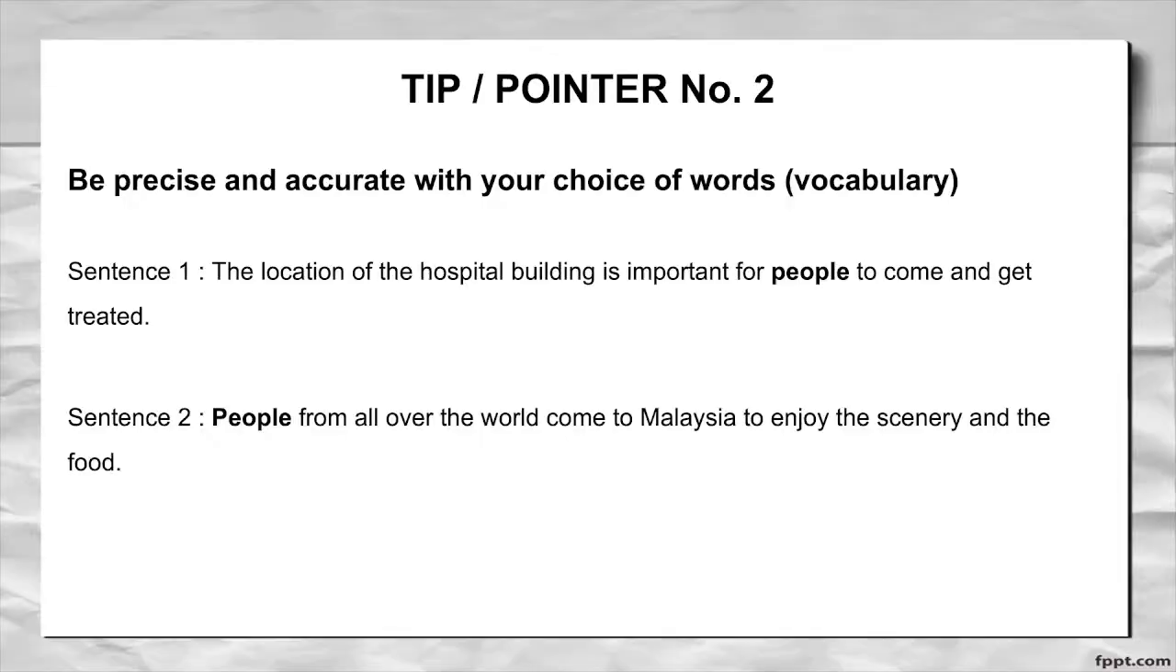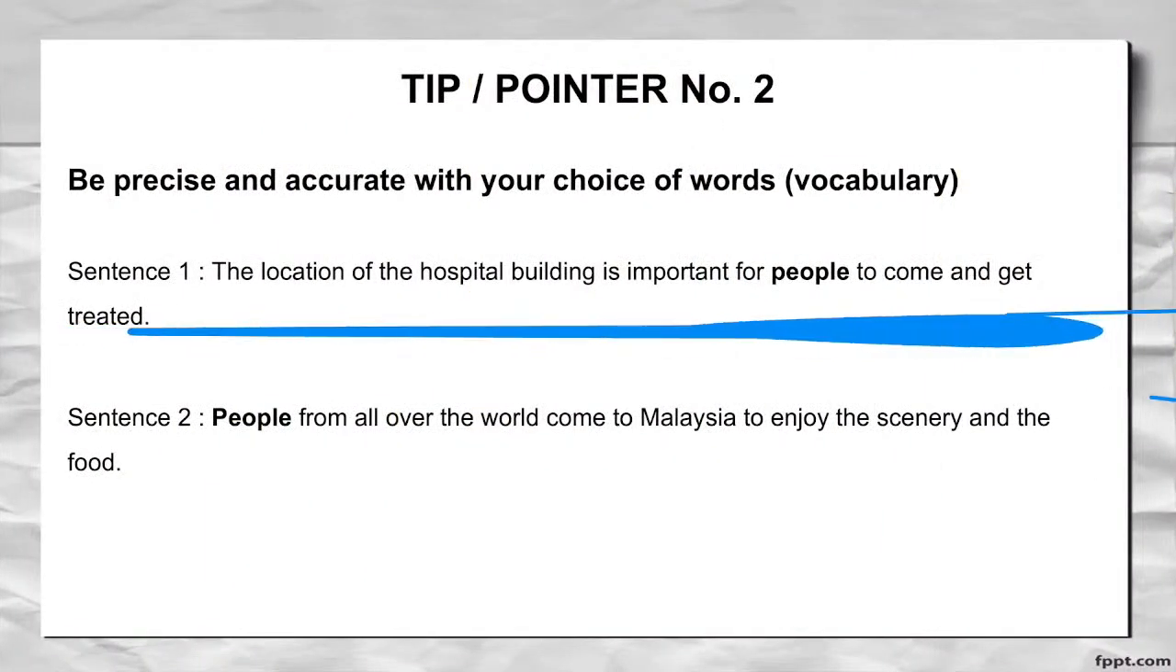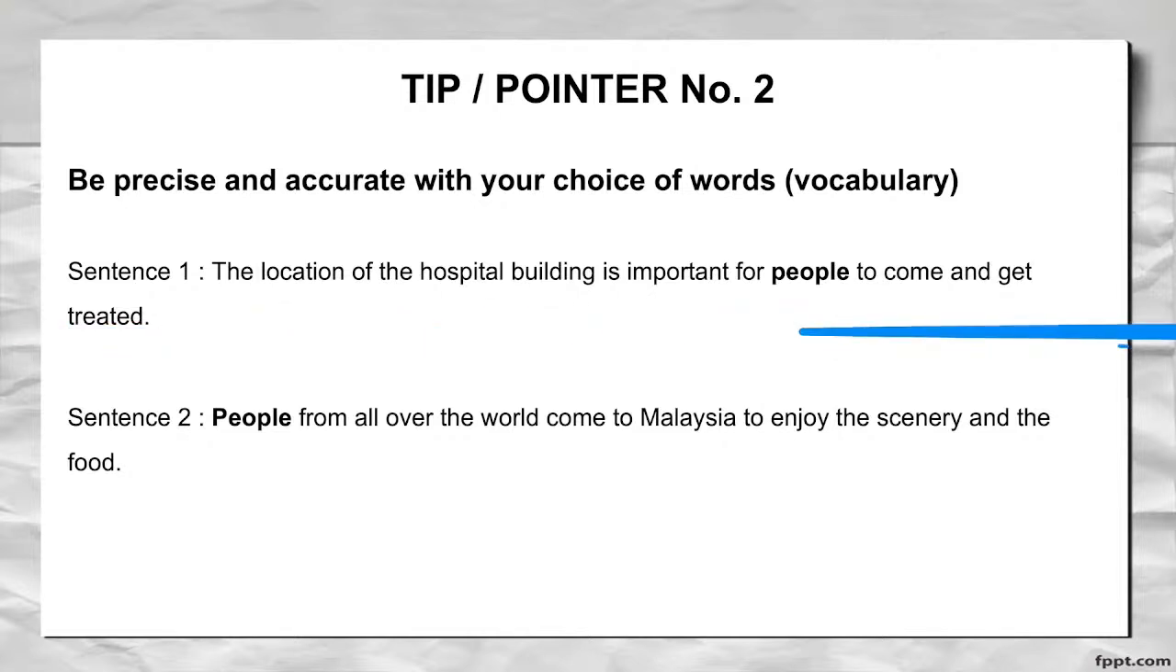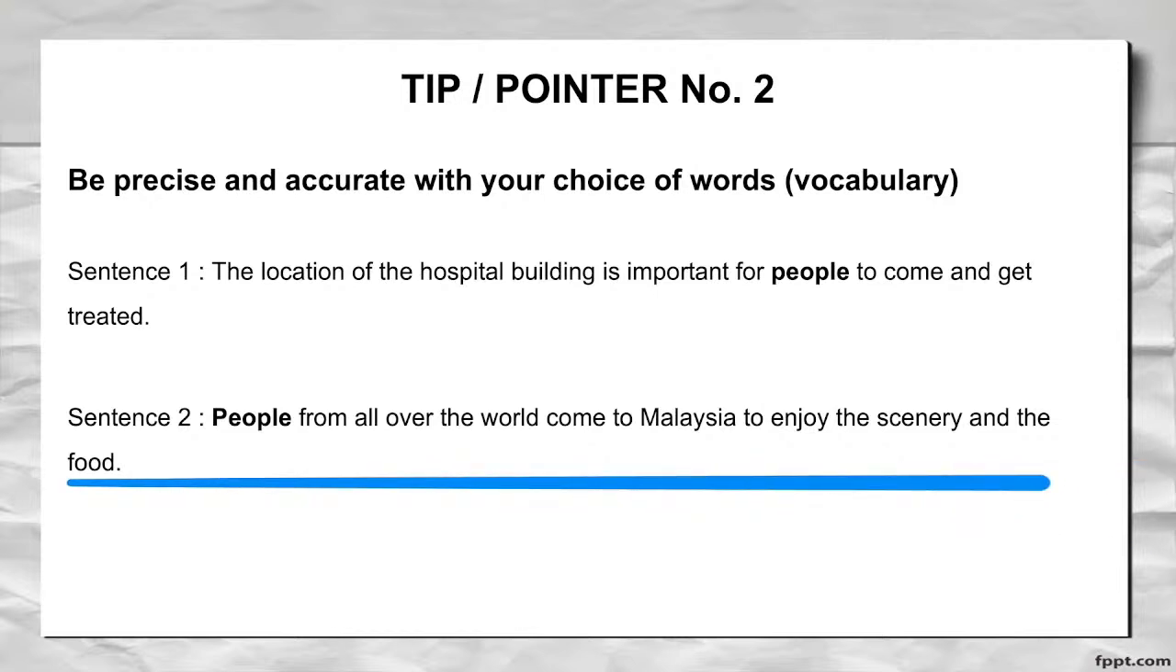What do I mean by that? Here, let me give you an example. Take a look at the word people in these examples. Sentence 1. The location of the hospital building is important for people to come and get treated. Sentence 2. People from all over the world come to Malaysia to enjoy the scenery and the food.